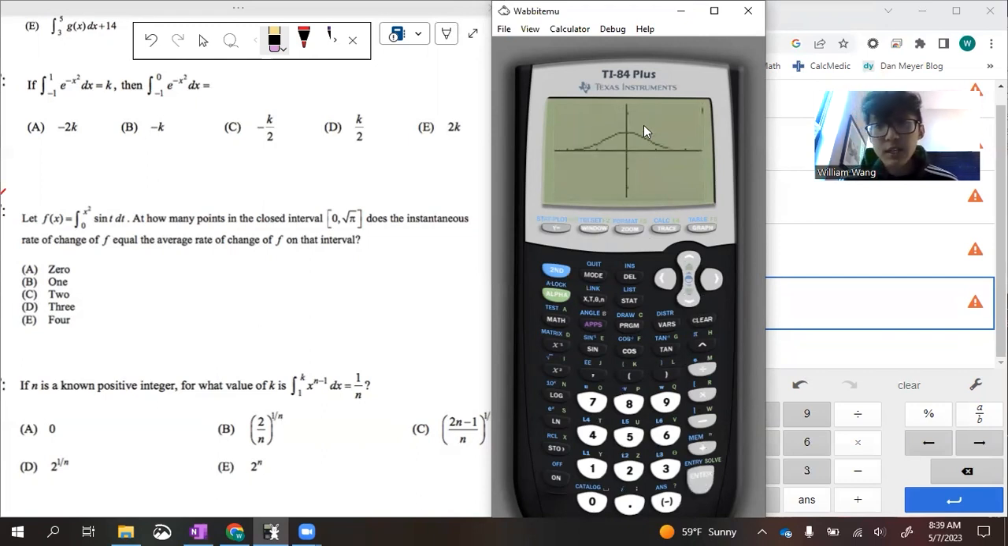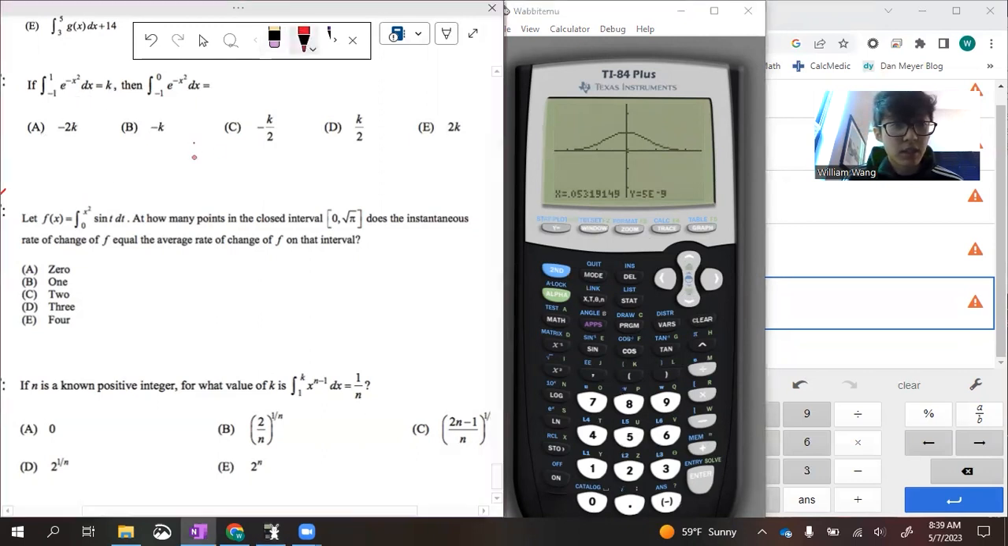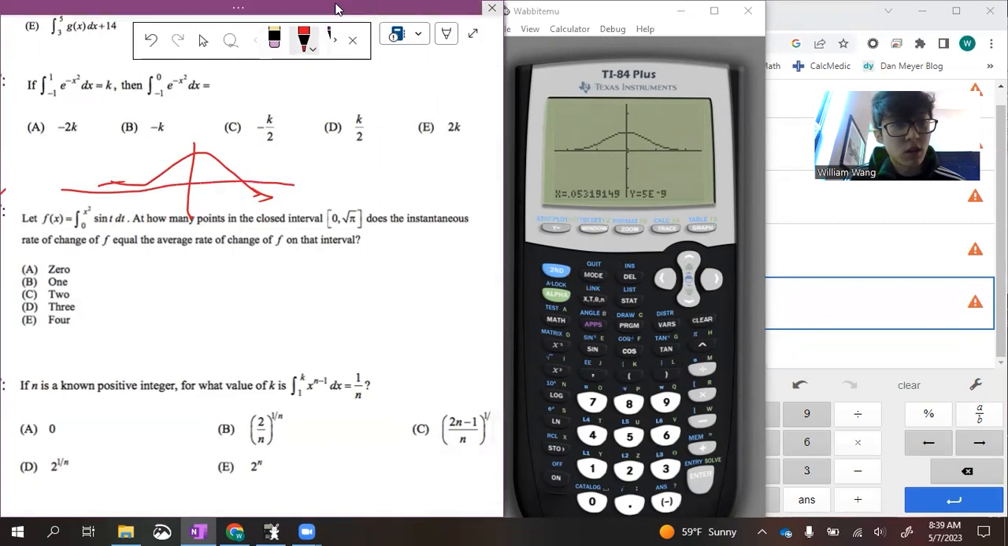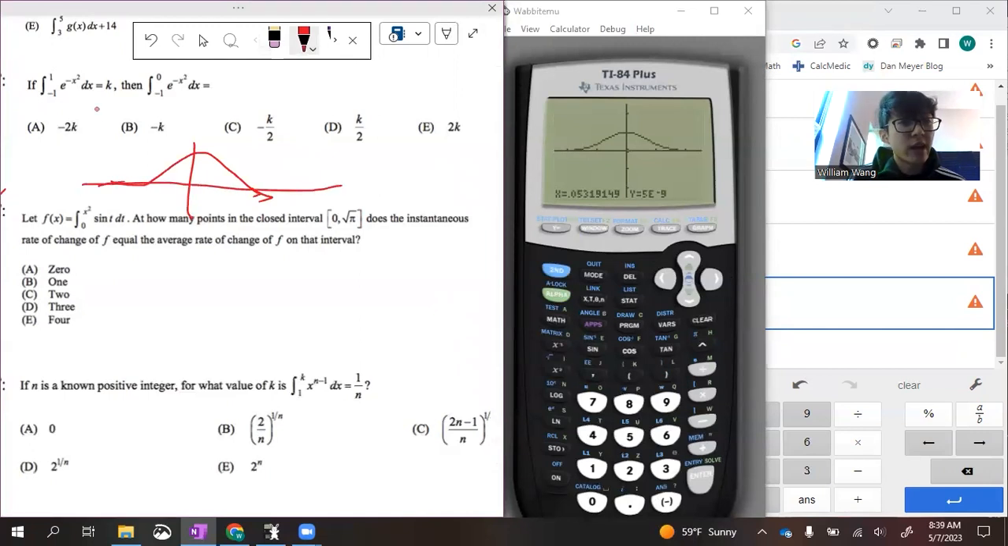All right, so I see what looks like a very symmetrical looking graph. So what do they say? My integral from -1 to 1 is k, right? So basically here, I'm going to sort of draw this graph. So it's quite symmetrical. My integral from -1 to 1, so this red part, this red part is k, right?